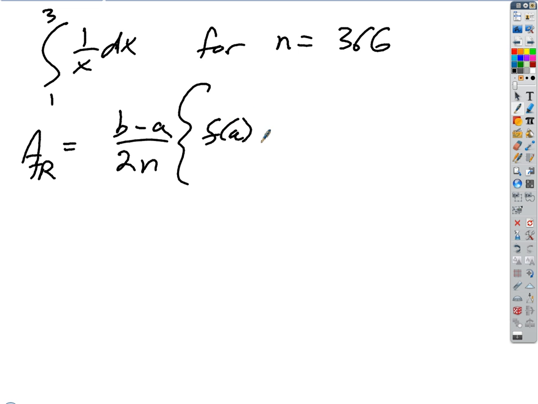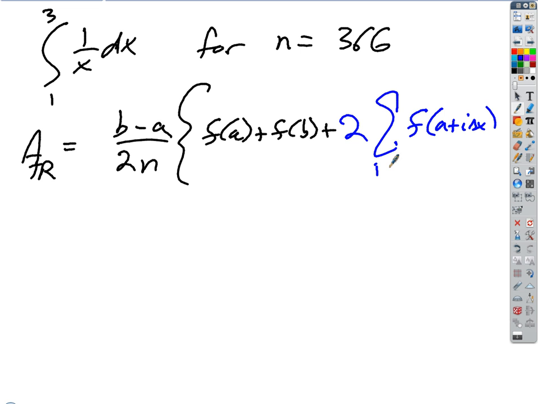good, plus 2 times that interior sum. Good. 2 times the sum of f of x sub i, which is just f of A plus i delta x, right? From 1 to n minus 1. Okay, so we've got our f of x, we've got our n, we know A and we know B. Let's just add a couple little things here. What is delta x for us?